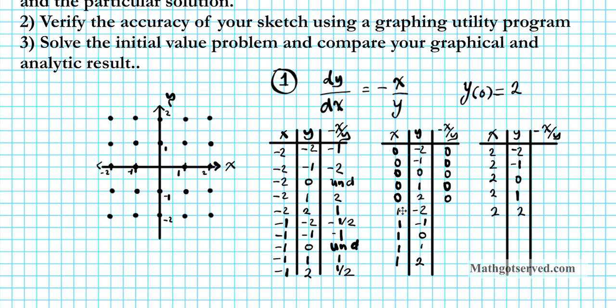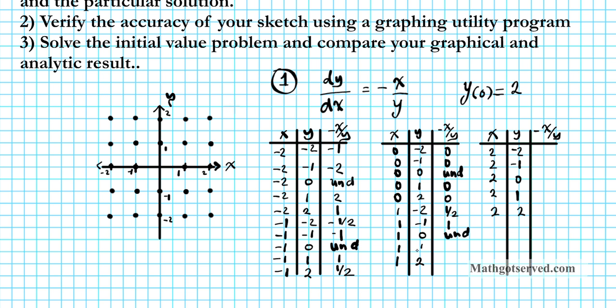All right. Now here, divide these two. You get -1/2. The opposite is 1/2. If you divide these two, you get -1. The opposite is 1. If you divide these two, you get undefined. But I made a mistake somewhere up here. 0 divided by 0, this is undefined too. So undefined.